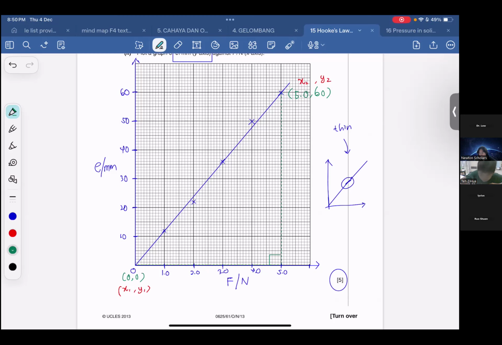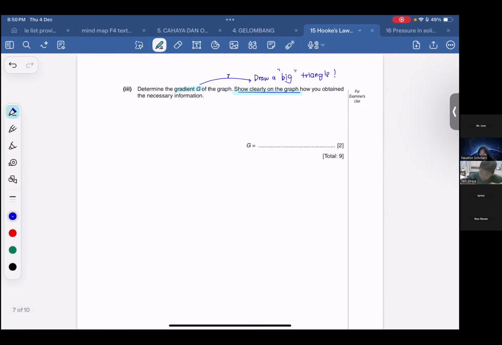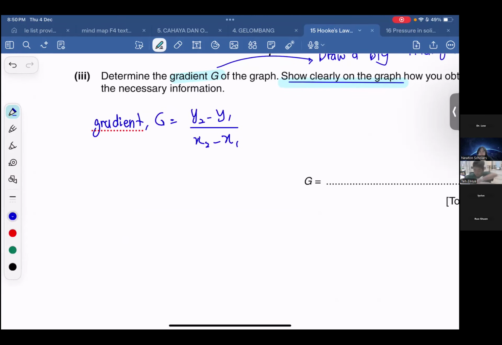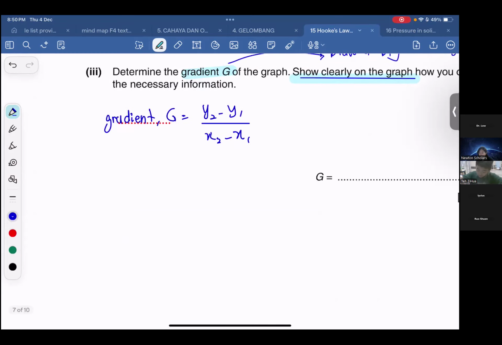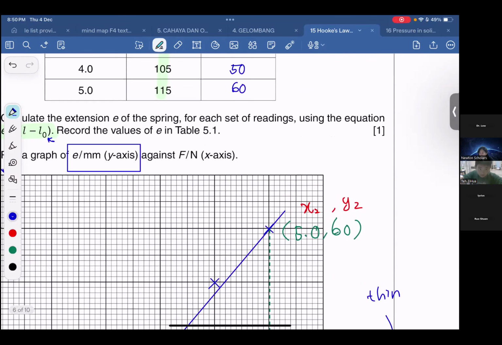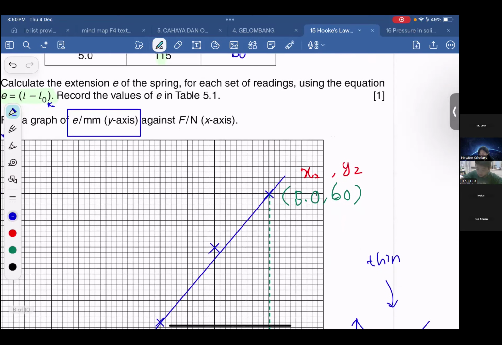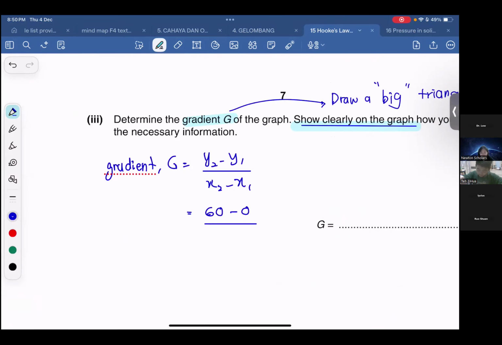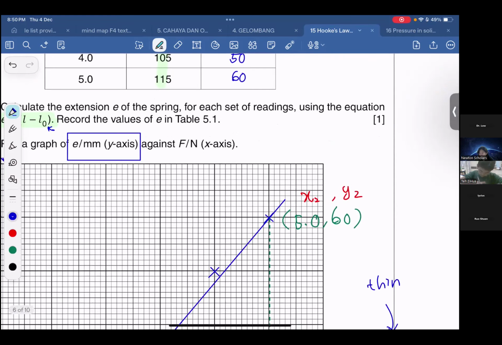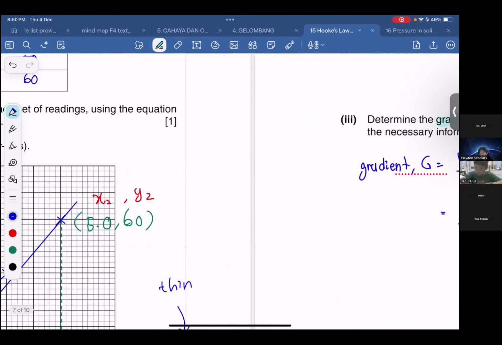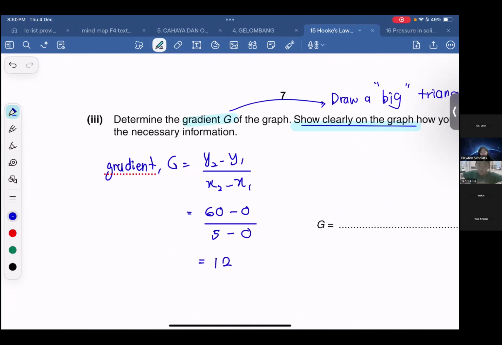Unit, must have the unit. Do your calculation for the gradient. Gradient G is, okay, here I write more clearly. In the exam you need not write like this, but I worry this is the first time we do calculation. So I tell you y2 minus y1 divided by x2 minus x1. So coming to here, y2 is 60 minus 0. X2 is 5 minus 0. So my answer here will get 12.